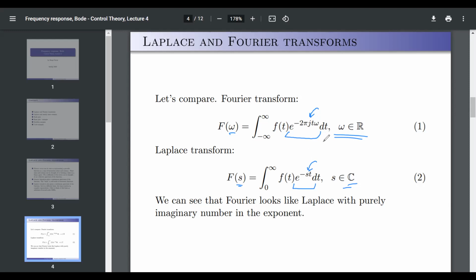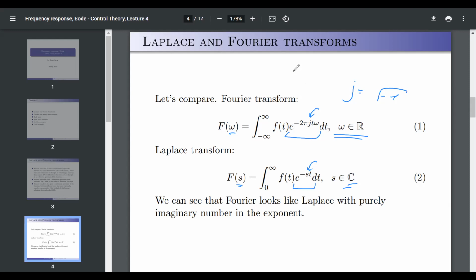Excuse me, sorry to interrupt. Are we denoting the square root of -1 by j in this case? Yeah, in this lecture I will use j. Okay, thank you. Thank you for the question.